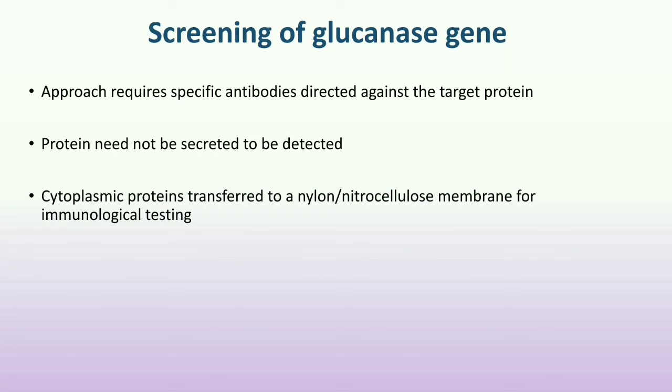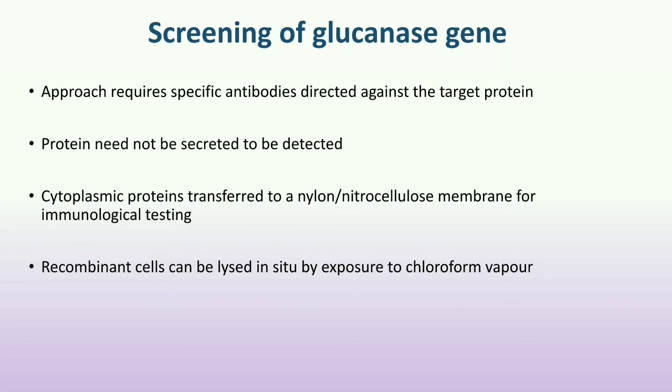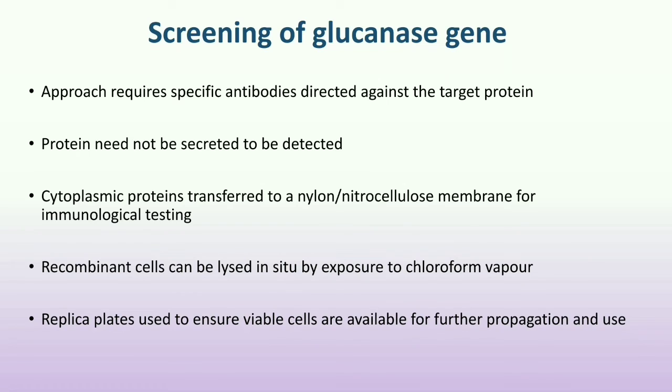So the cytoplasmic proteins are transferred to a nylon or nitrocellulose membrane for the immunological testing which needs to be carried out. The recombinant cells obtained are then lysed in situ by exposure to chloroform vapors. In these tests, replica plating is mainly used. Replica plating ensures that viable cells are available for further propagation and use.